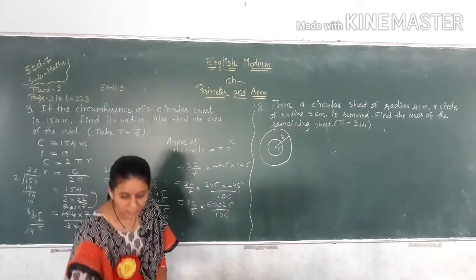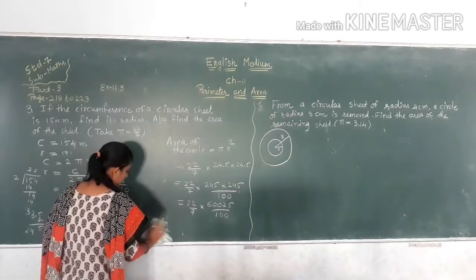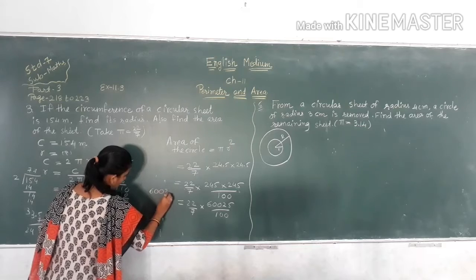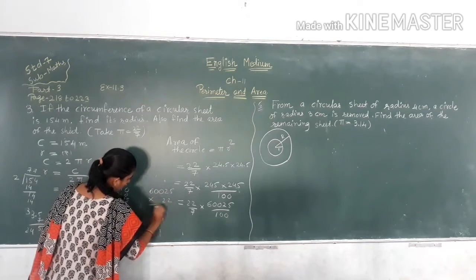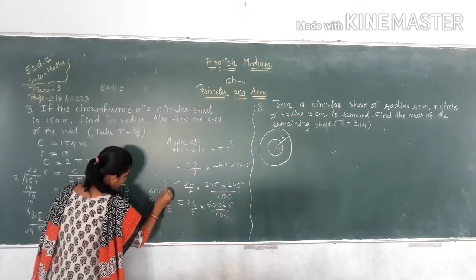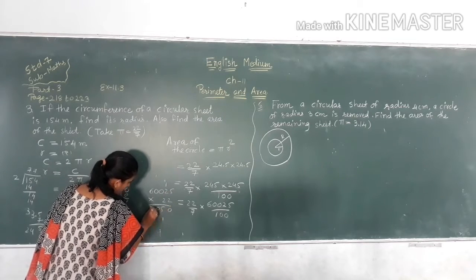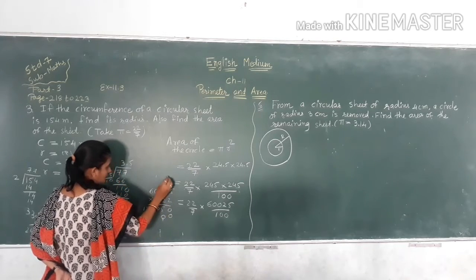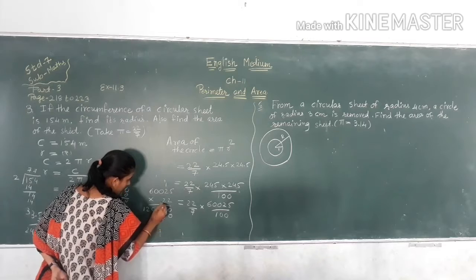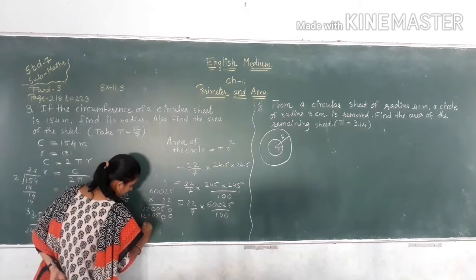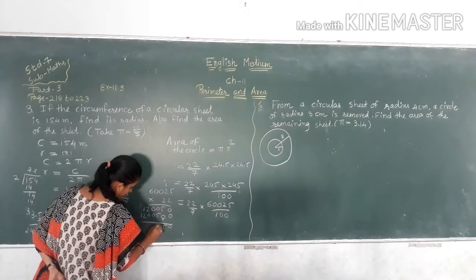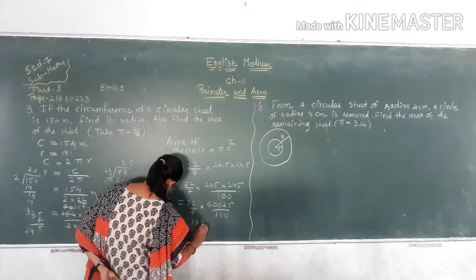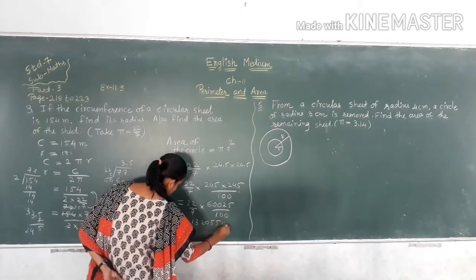Then 22 multiply with 60025. 2 5s are 10 carry 1. 2 2s are 4 plus 1, 5. 0 0. 2 6s are 12. Keep 1, 0. 2 5s are 10 carry 1. 2 2s are 4 plus 1, 5. 0 0 and 12. 0, 5, 5, 0, 2, 3, 1. Then 1, 3, 2, 0, 5, 5, 0.